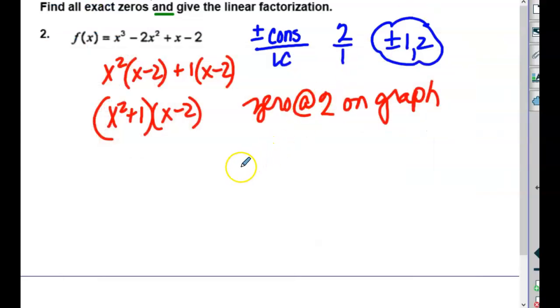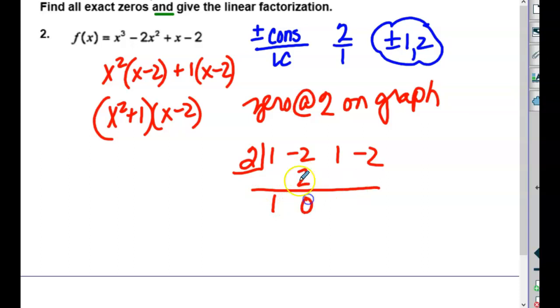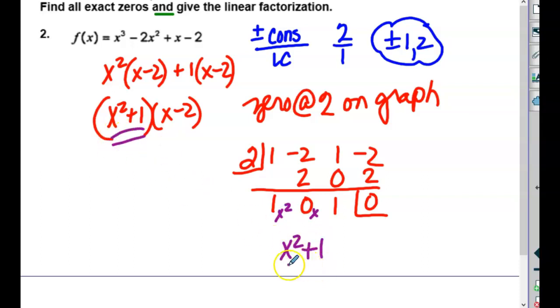Okay, so we're going to do the division with the 2. Or you could factor. It's the same difference, but 1, -2, 1, -2. If I bring down the 1, multiply, you get 0, 0, 1, 2, 0. Okay, so whether we did it by factoring, by grouping, or this way, we ended up with an x squared plus 1. Does everybody see that? Whether we did it this way or this way.